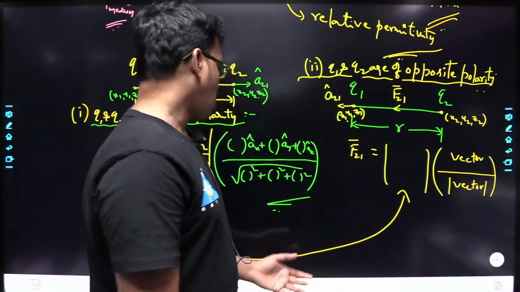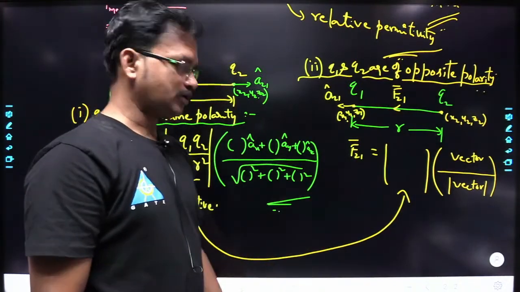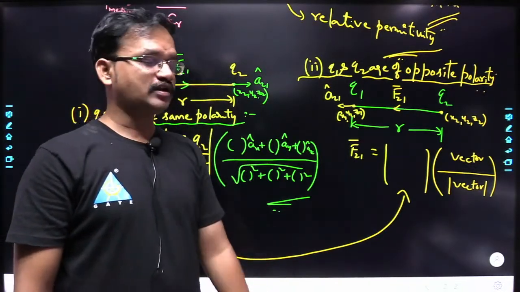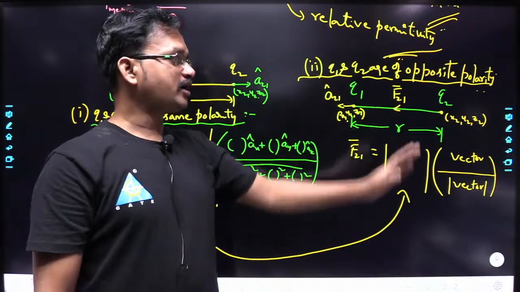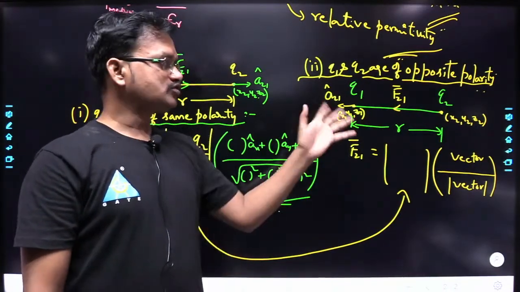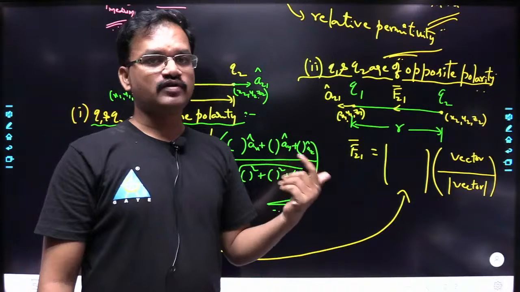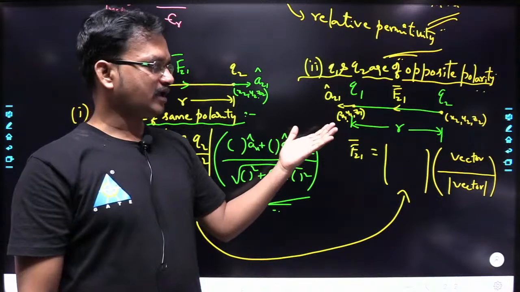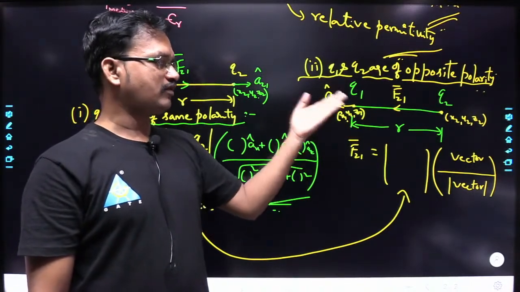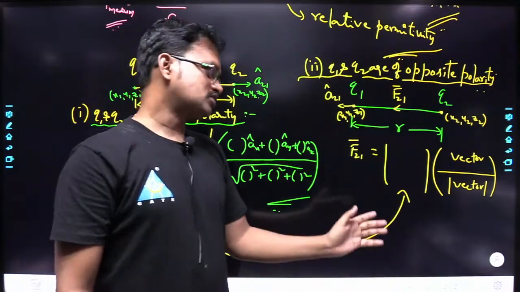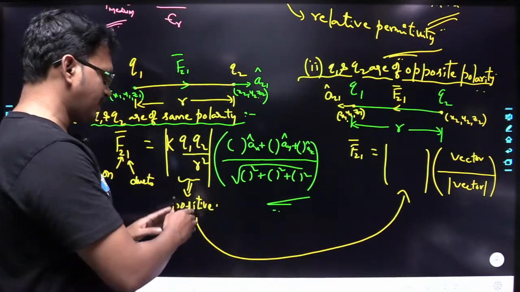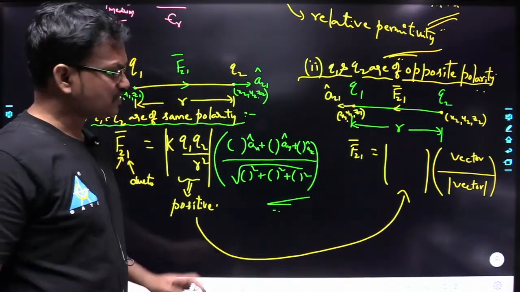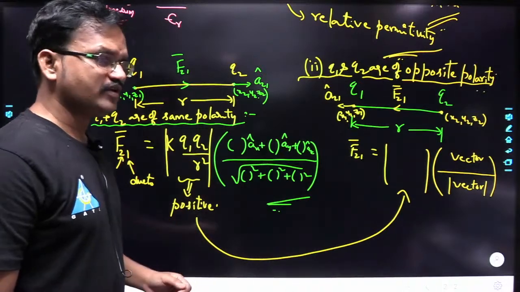I have told you that you always have to write the magnitude as positive. The unit vector will take care of the direction, and of the polarity of the charge. If you change the polarity, the direction of the unit vector will also change. Understood? So the effect of polarity is always taken care of by the unit vector. That is why, whenever you write the magnitude, always write it as positive irrespective of the polarity of the charge carriers. These are the things we have seen in the previous session.